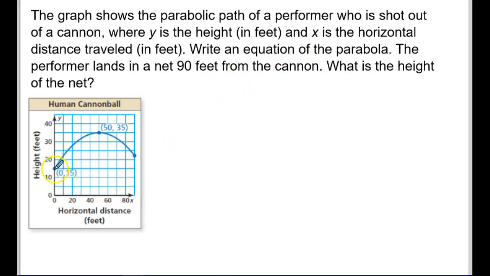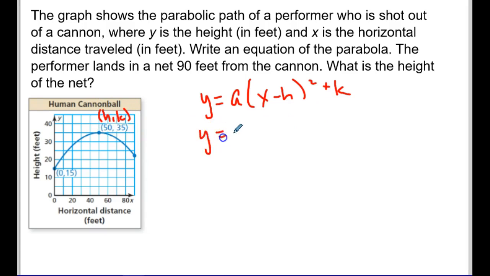So first thing I want to look at is I see that here my cannon is starting at 15 feet off the ground because that's where we're launched from. I see here I'm given the vertex and I see that I start to come down. So since I have the vertex, I'm going to go ahead and use my vertex form. So y equals a times (x minus h) squared plus k. So the things I need in order to write this equation are my a, h, and k. Well, I have h and k right here because my vertex is always (h, k). So I can rewrite that. So y equals a times (x minus 50) squared plus 35.